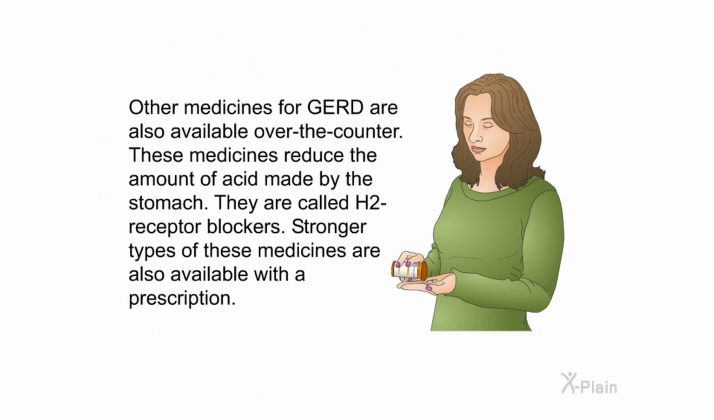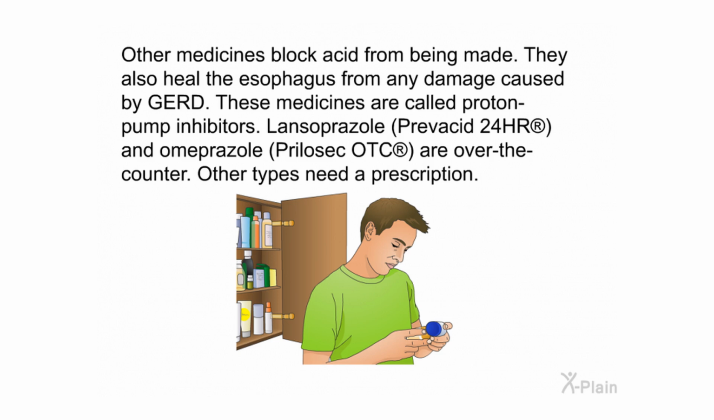Other medicines for GERD are also available over the counter. These medicines reduce the amount of acid made by the stomach. They are called H2 receptor blockers. Stronger types of these medicines are also available with a prescription. Other medicines block acid from being made. They also heal the esophagus from any damage caused by GERD. These medicines are called proton pump inhibitors. Lansoprazole, Prevacid 24-hour, and omeprazole, Prilosec OTC, are over-the-counter. Other types need a prescription.